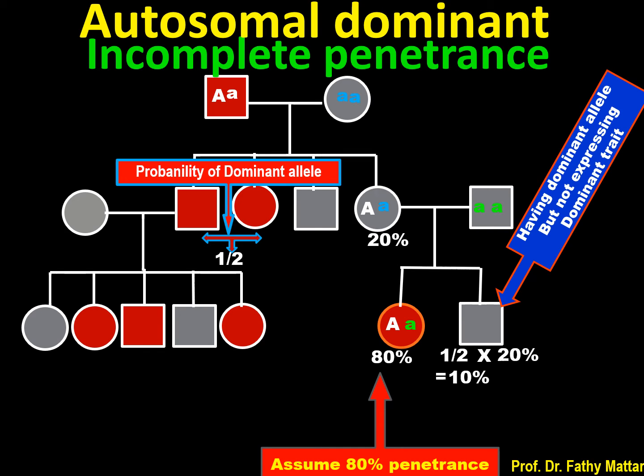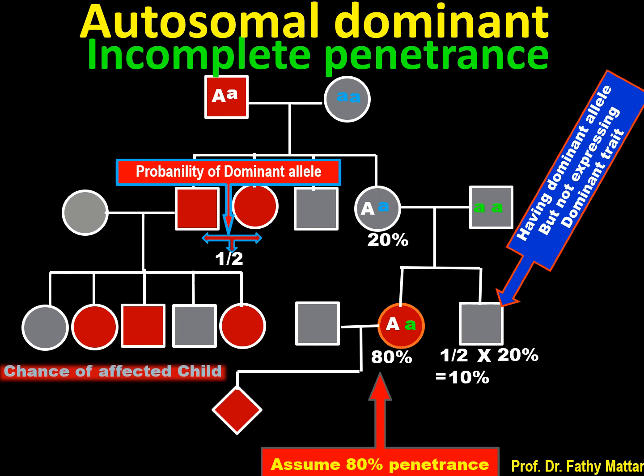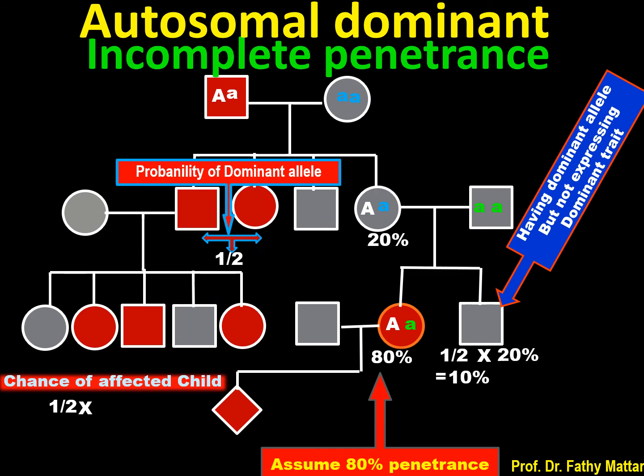Now, let's look at this. If this girl is married to a normal boy, what is the probability or the risk that their child would have the disease? For the child to have the disease, he should have the dominant allele. The probability of having the dominant allele is half, and the probability of having the dominant allele and expressing the disease is 80%. So the probability is 40%.